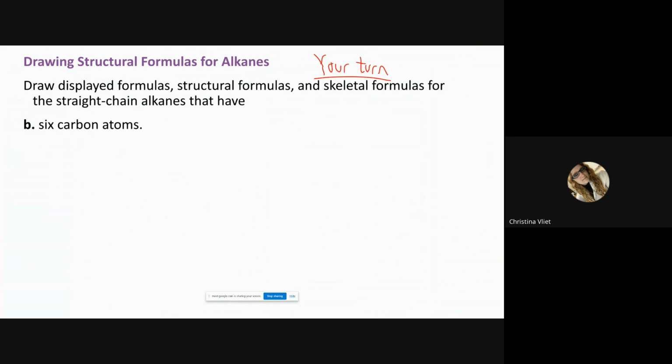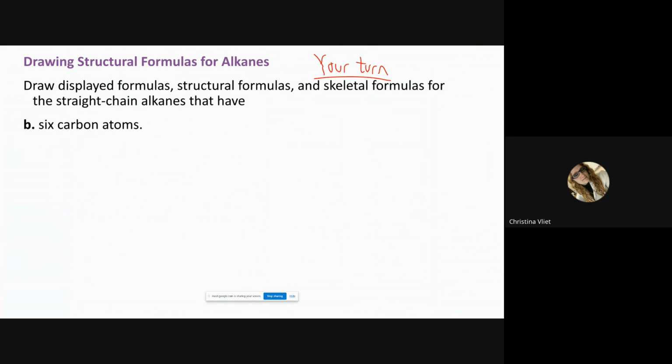Yep. I told you it will hurt your hands eventually, right? That's why we have the other way. Display gives you the most information, but it's the most tedious of the three. Beautiful. 2, 3, 4, 5, 6. Just erase that one right there. One way to help you with skeletal is to put a little dot on each end. 2, 4, 5, and 6. This is structural.